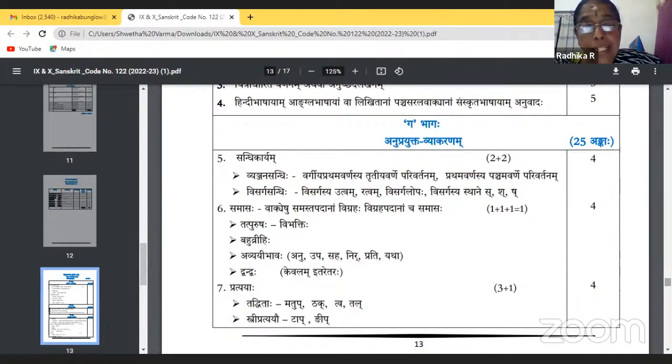When it comes as noun, we have to write in Prathama. When it comes as object, we have to write Ditiya Vibhakti. That is the difference, I feel, that they did in the examination.